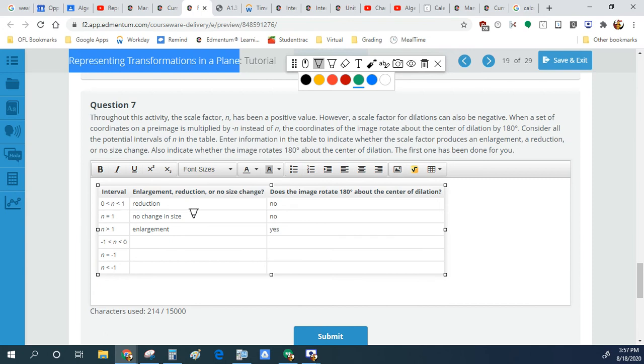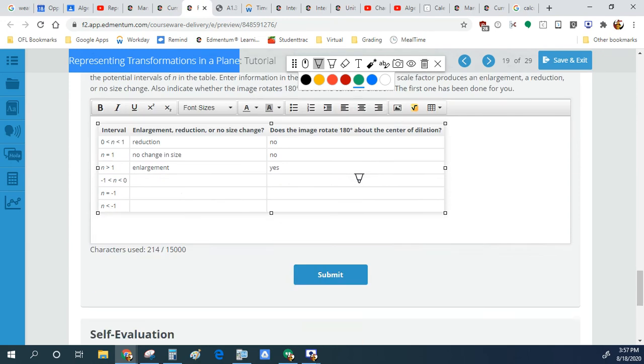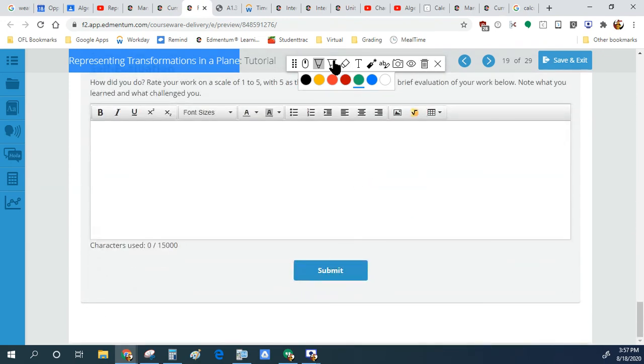If it's equal to 1, there's no change in size. If it's a fraction, that means it's going to be a reduction. If it's, in this case, less than, but less than in this case kind of means greater than because our negative numbers are kind of getting bigger, that's going to be an enlargement. And then self-evaluation. Let me know how you did on this one.